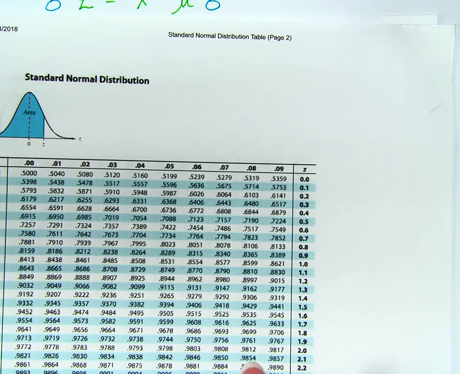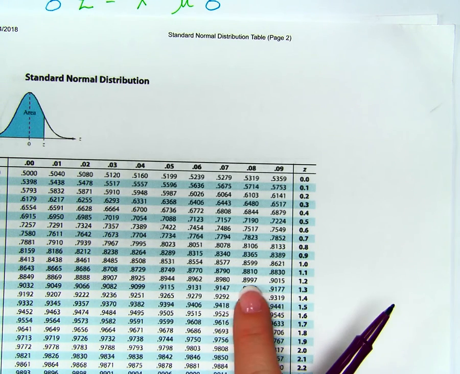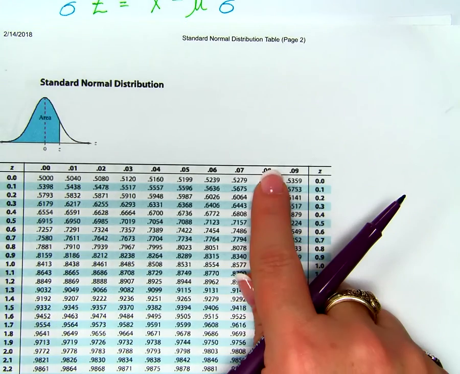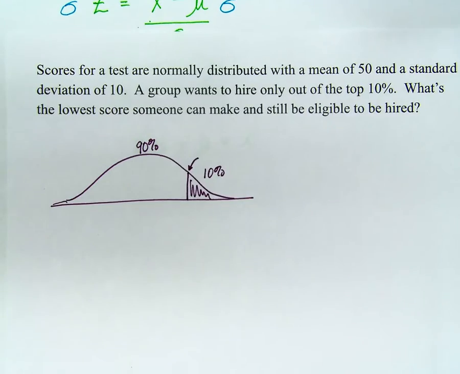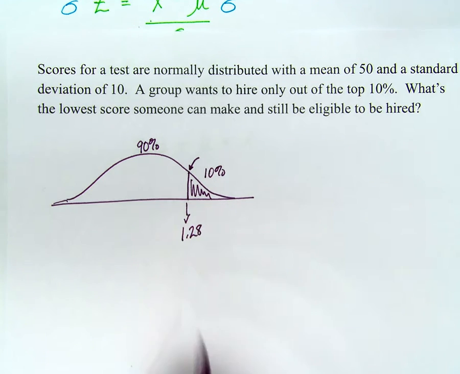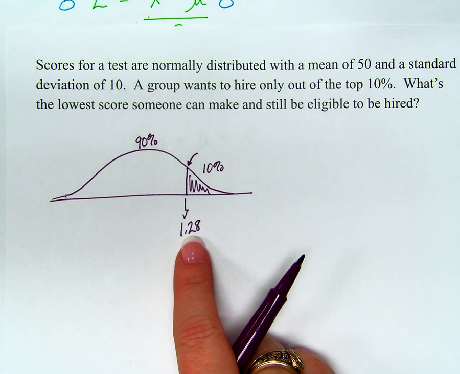0.9. That's the closest, isn't it? 1.28. So I'm going to say that right there is 1.28. Well, if that's 1.28, what is that value that I just found? That's the z, isn't it?